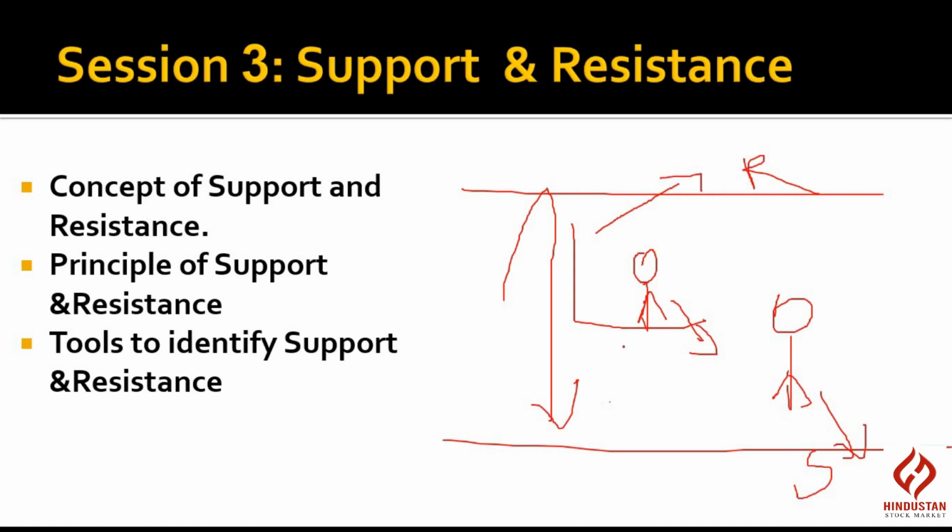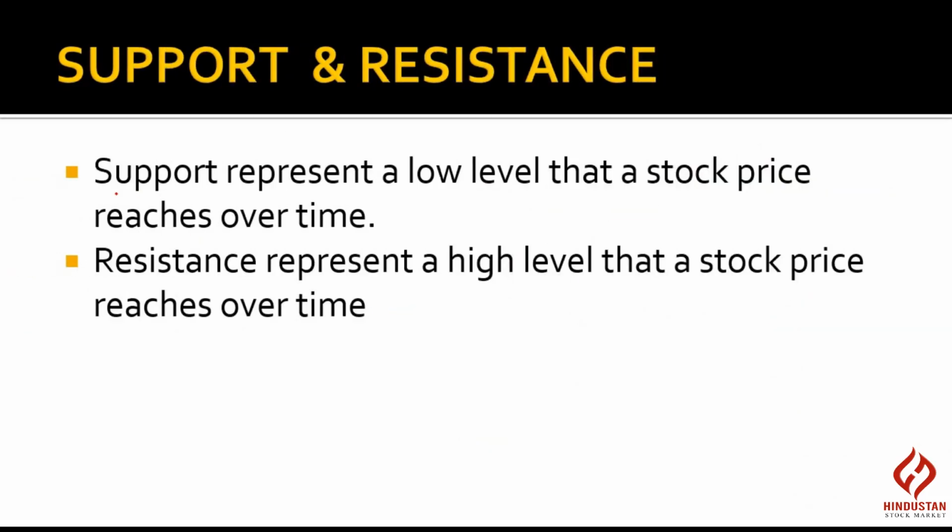So these levels will not let you go beyond those levels, right? Similarly, in the stock market there are certain levels which will not let the prices go beyond such a level. That concept is known as support and resistance. Now let us see the meaning of support and resistance. Support represents a low level that a stock price reaches over time, whereas resistance represents a high level that a stock price reaches over time.